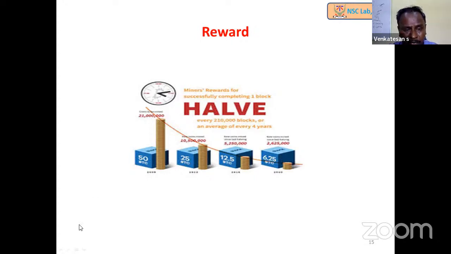And now what is going to happen? So I said 3.6, actually it's 3.1, or 3.13. So it will be going down. So if we see, the reward is coming down. At one point of time, the reward will be zero. If the reward will be zero, nobody will be interested in doing the proof of work, that is solving the puzzle. So we need some encouragement.